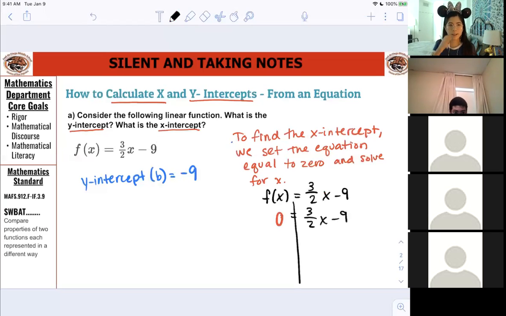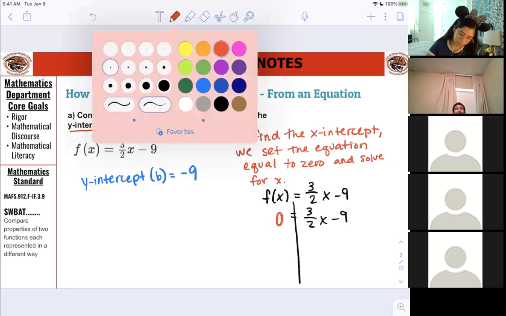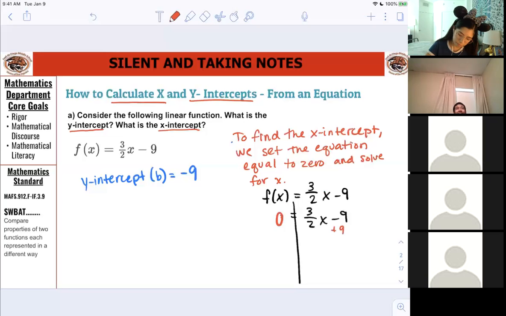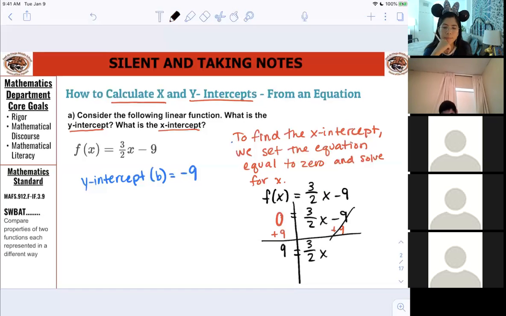All right, so let's go ahead and do it step by step. If I'm solving for x, what should I do first? Add 9. Good, we're going to add 9 to both sides. 0 plus 9 is 9. And now I need to get x by itself, but I have this fraction here. So who remembers? How do I get rid of a fraction?